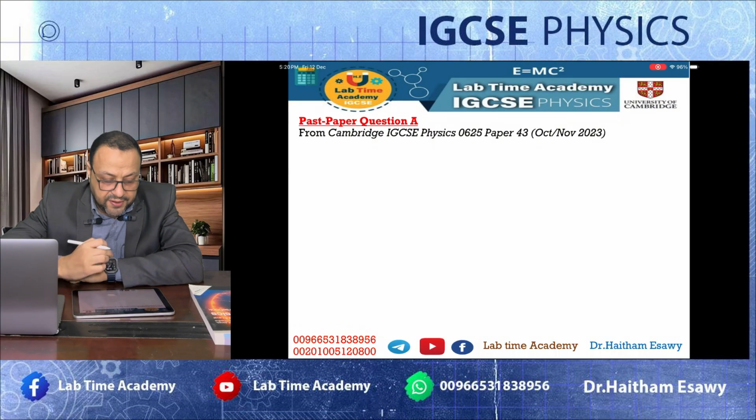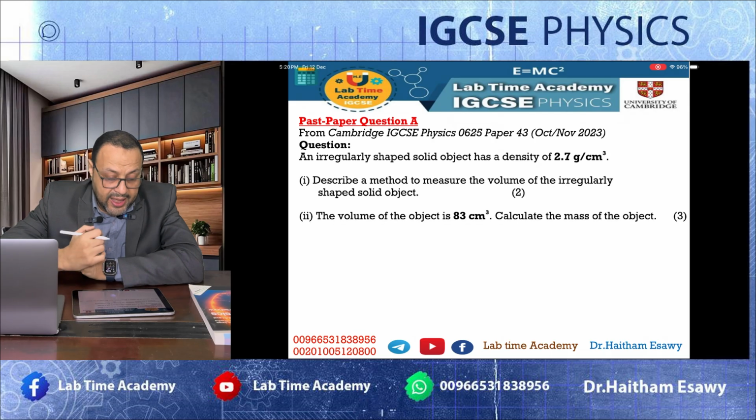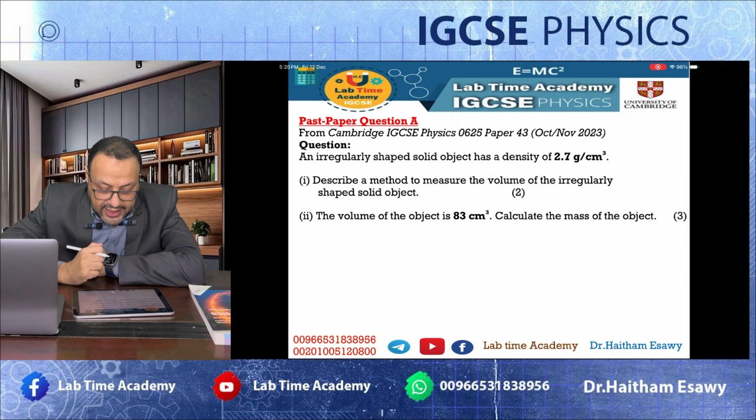Let's start. Okay, the first question from Cambridge IGCSE Physics 0625, paper 43, October/November 2023. An irregularly shaped solid object has a density of 2.7 gram per cubic centimeter. Describe the method to measure the volume of the irregularly shaped solid object.